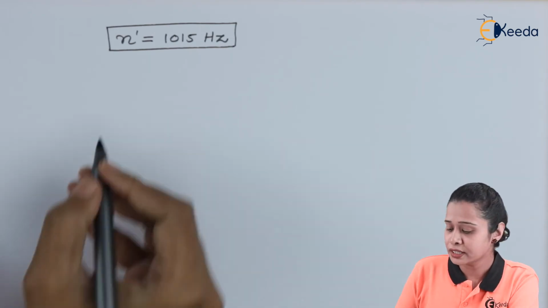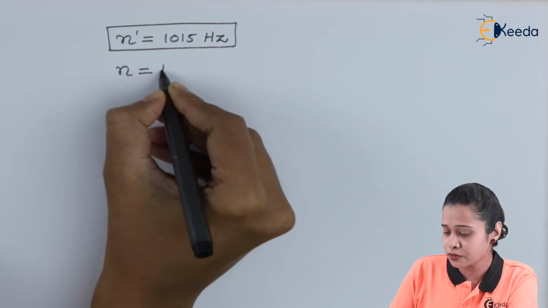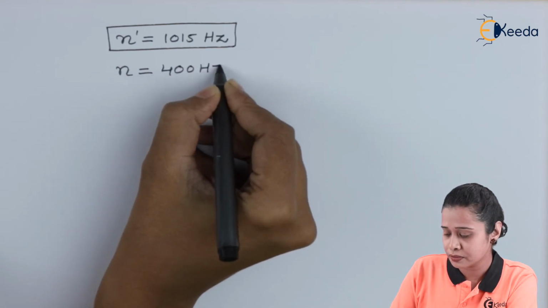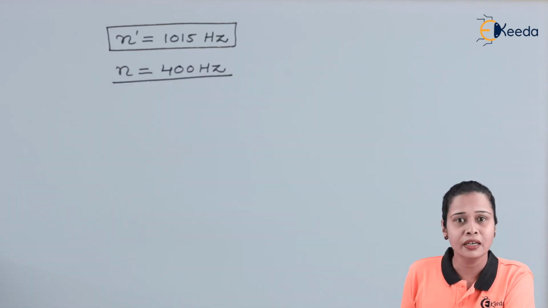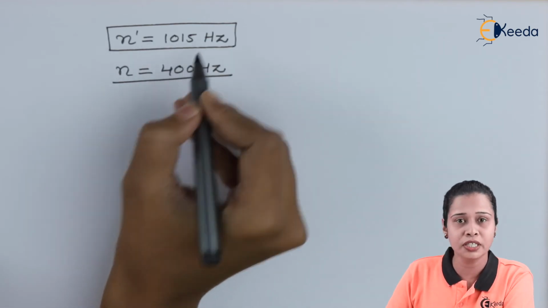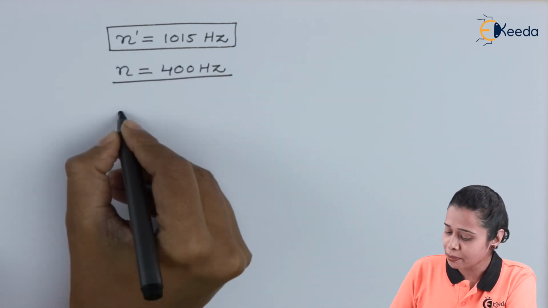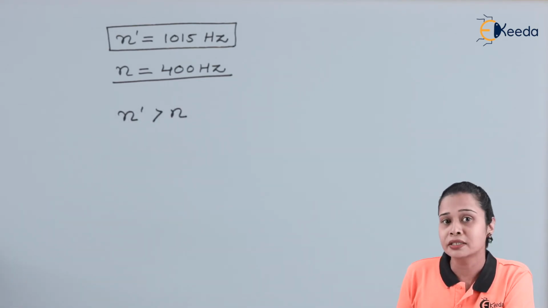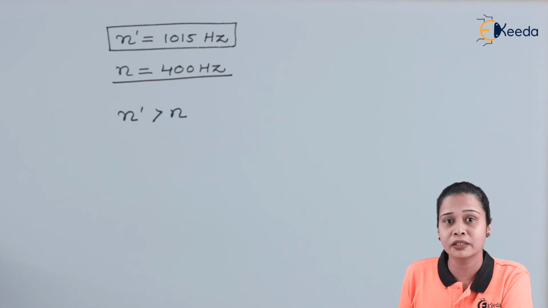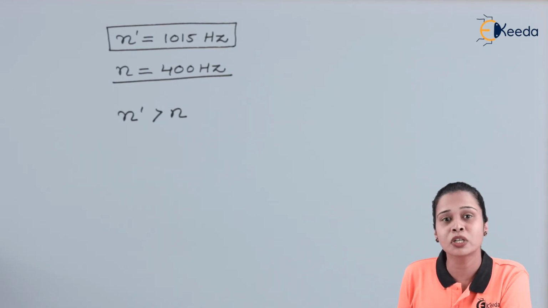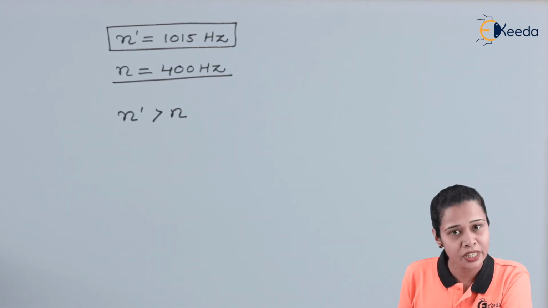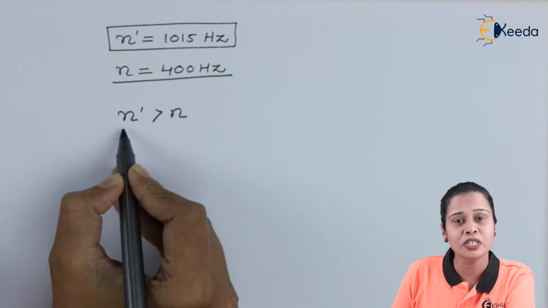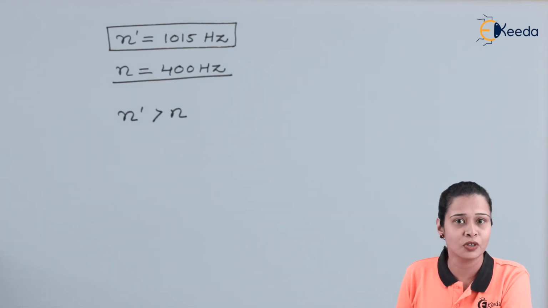Now in given case, we have actual frequency is 400 Hz and apparent frequency is 1015 Hz. Means here apparent frequency is greater than actual frequency. As observer is stationary, but the source of sound is moving towards the observer, means the frequency heard by observer will be more than the actual frequency value. That's why apparent frequency value is greater than the actual frequency of the sound wave.